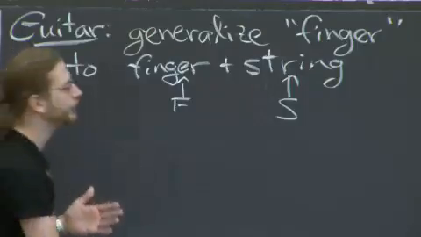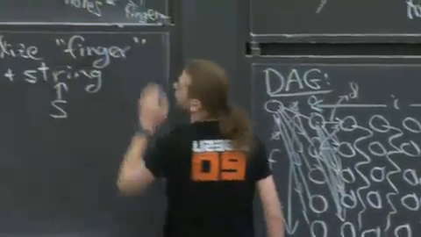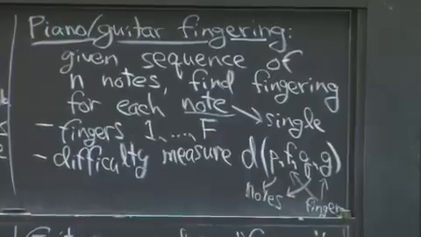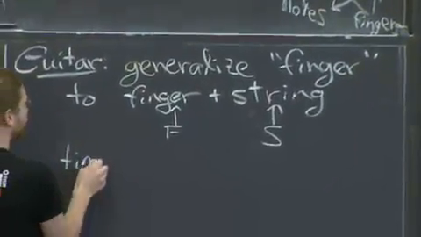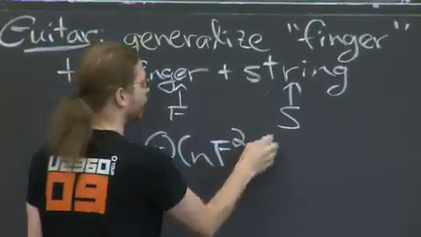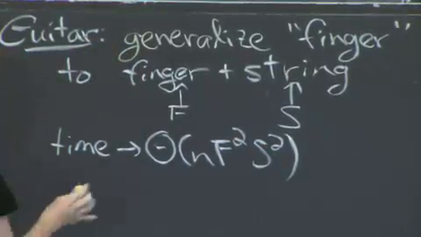And then you can still define a difficulty measure like this for this setup, depending both on the finger and the string. And then the running time grows slightly. It's now n times F squared S squared, because now I have to take the product of F and S. OK, so that's the first thing.